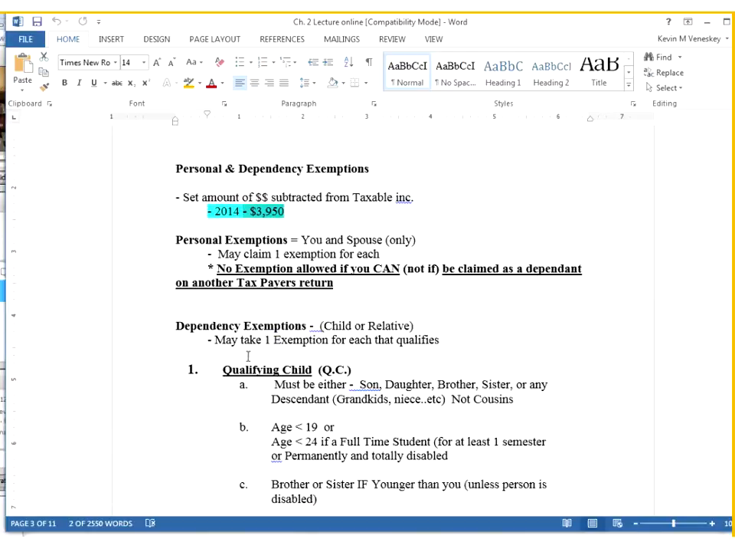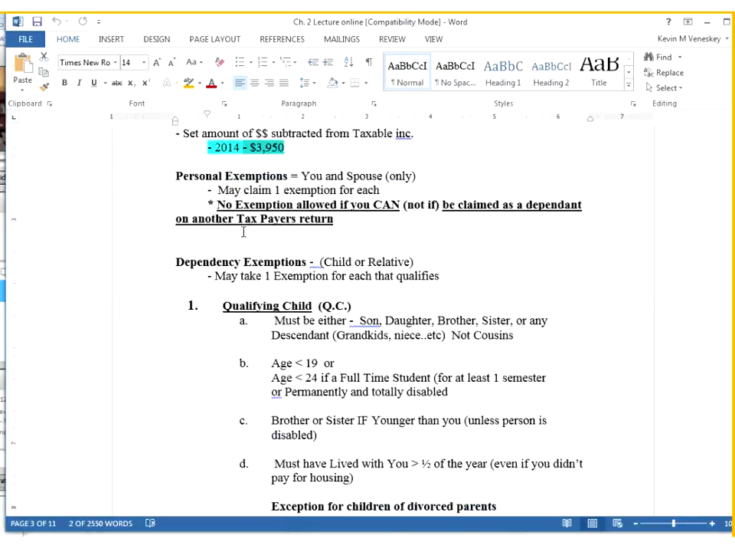any other dependents. Now, if you yourself can be claimed on somebody else's return, then you cannot check that box for yourself. You might have 0 exemptions because maybe your parents can claim you. You still have to file a tax return because you make so much money, but your parents still meet the qualifications to claim you as one of their dependents.